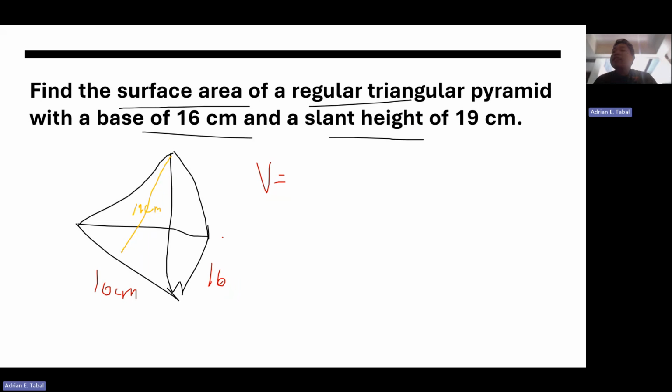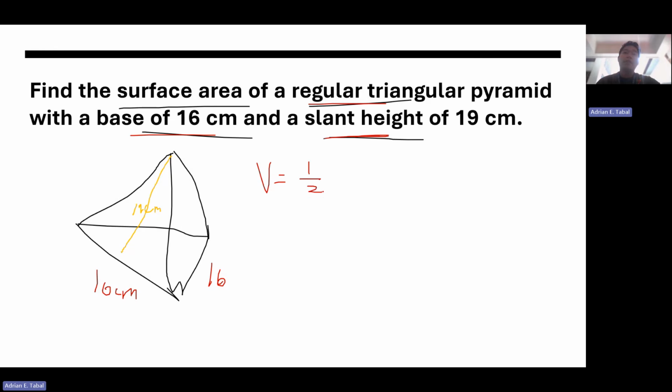Since there's an interruption with my connection, again, we're going to find the surface area of a regular triangular pyramid with a base of 16 centimeters and a slant height of 19 cm. To find the surface area of a regular triangular pyramid, we still need the base area, since our base is a triangle, or shall we say there are 4 triangles in this problem, but let's have the formula that we have.